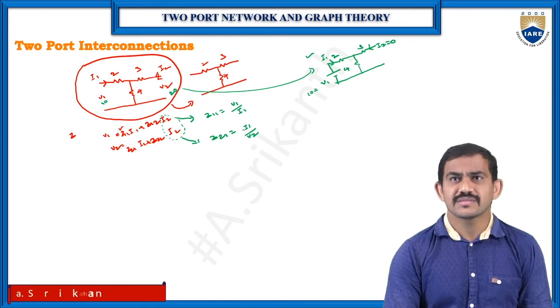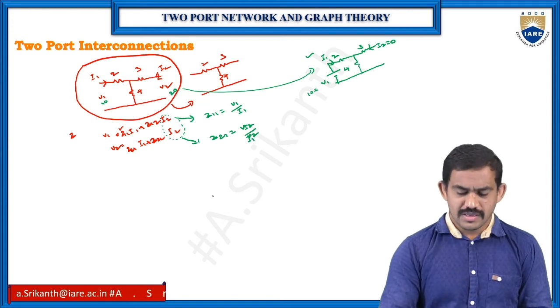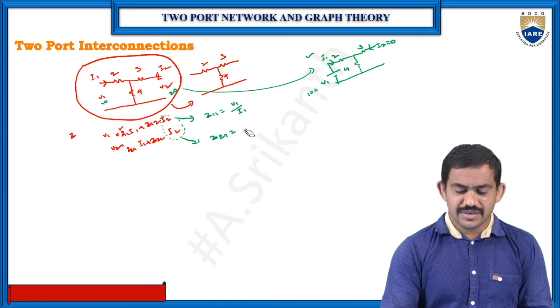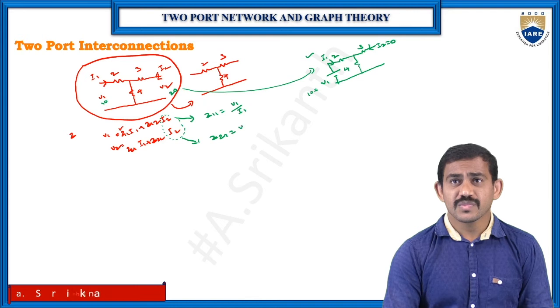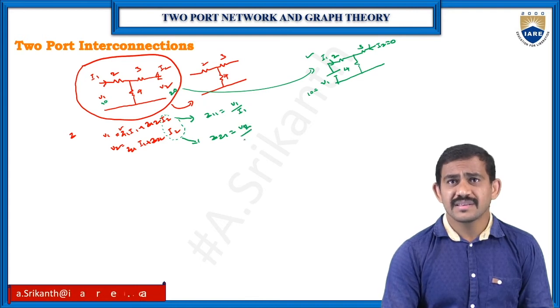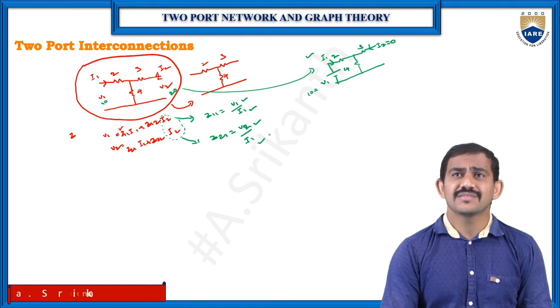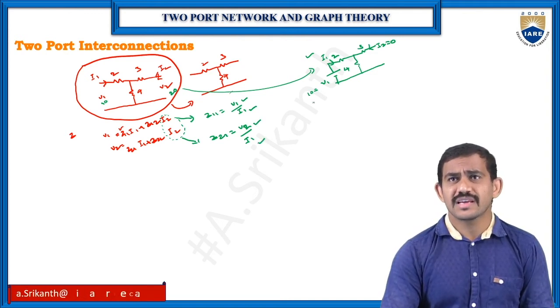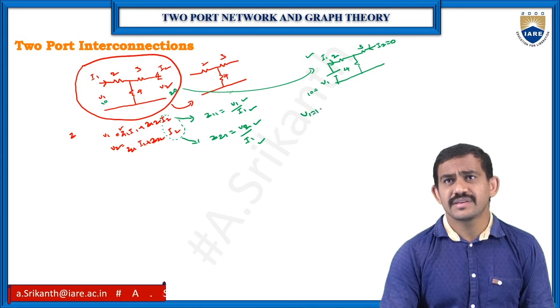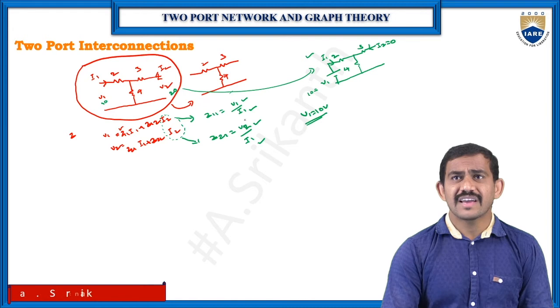Sorry, V2 by I1. So I need a V1 value, I1 value, V2 value, I1 value. For V1, I know V1 is equal to 10 volts. So I know the V1 value. Okay, I require the I1 value.